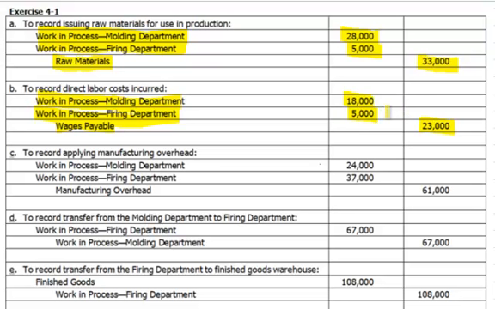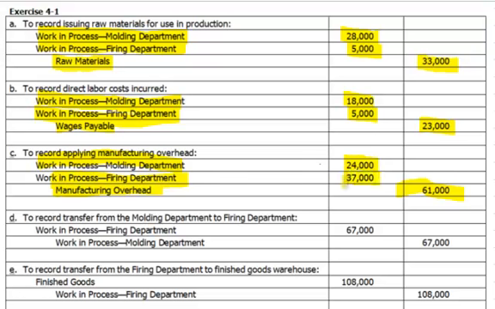In transaction C, we're going to be recording the application of the manufacturing overhead. The total manufacturing overhead that needs to be applied is the $61,000, so you will credit manufacturing overhead for the $61,000, and you will debit work in process for the molding department for their share, which is $24,000, and you will debit work in process for the firing department for their share, which is $37,000.